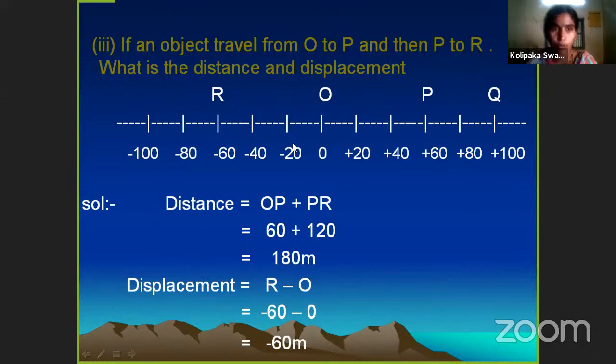Okay, now children, I hope you got an idea about the distance and displacement. And the formula of the distance and displacement is: distance is always greater than or equal to displacement.